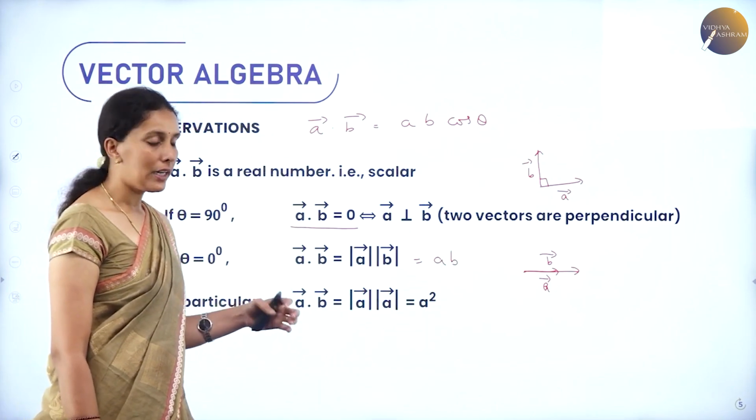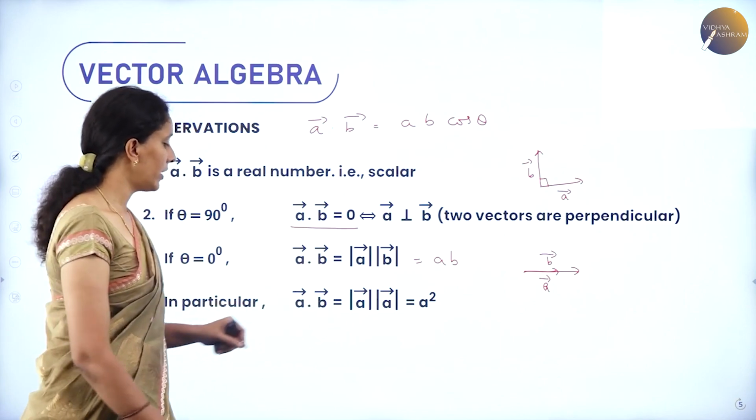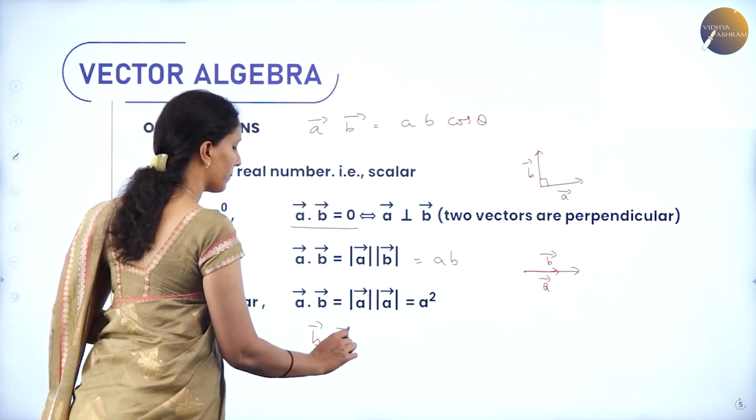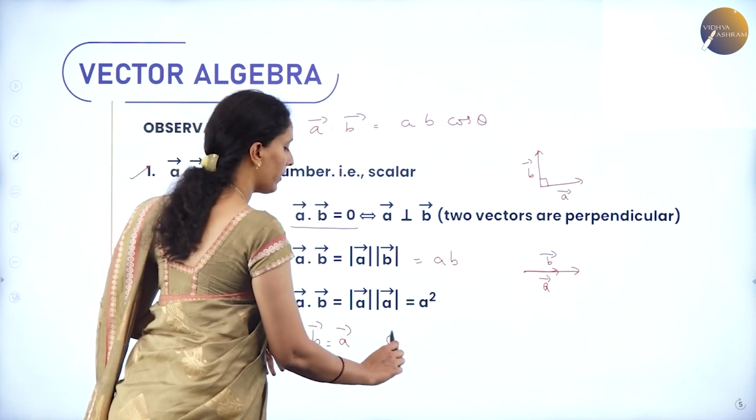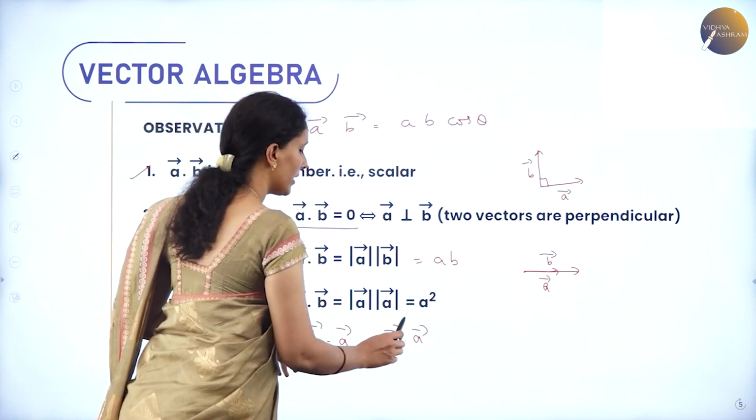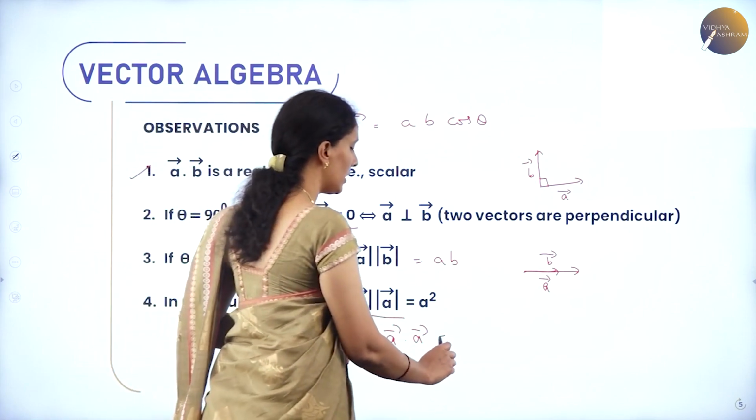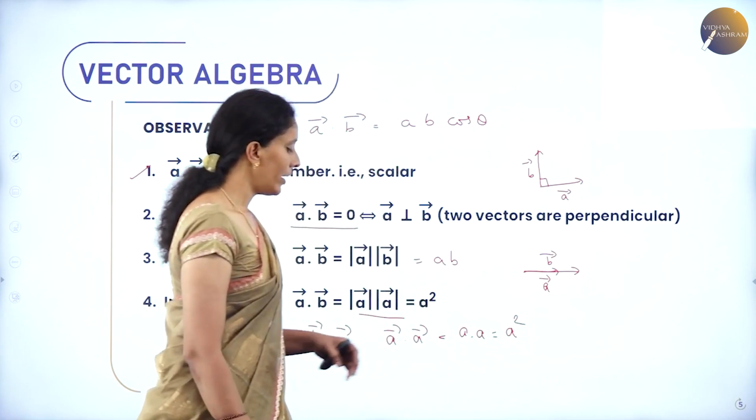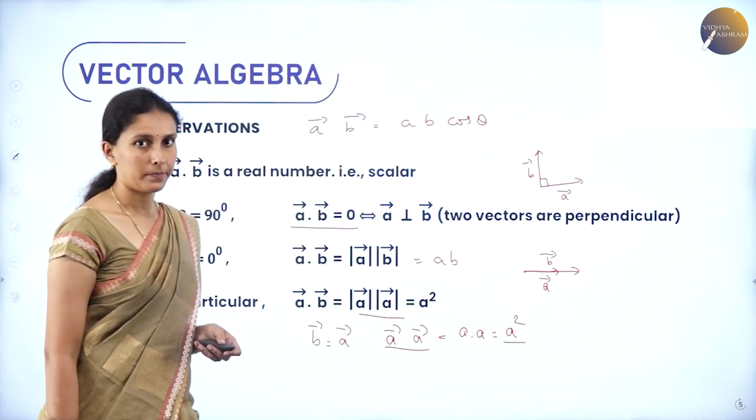In particular, if vector B is equal to vector A, then what happens? A dot A, that is vector A dot vector A, is nothing but the magnitude of A times A, which is equal to A square. So, in general, A dot A is nothing but A square.